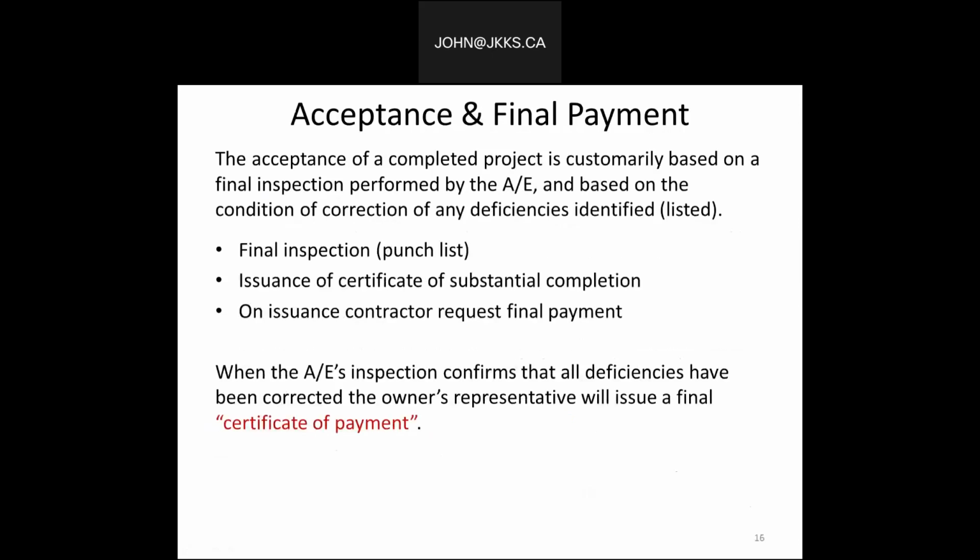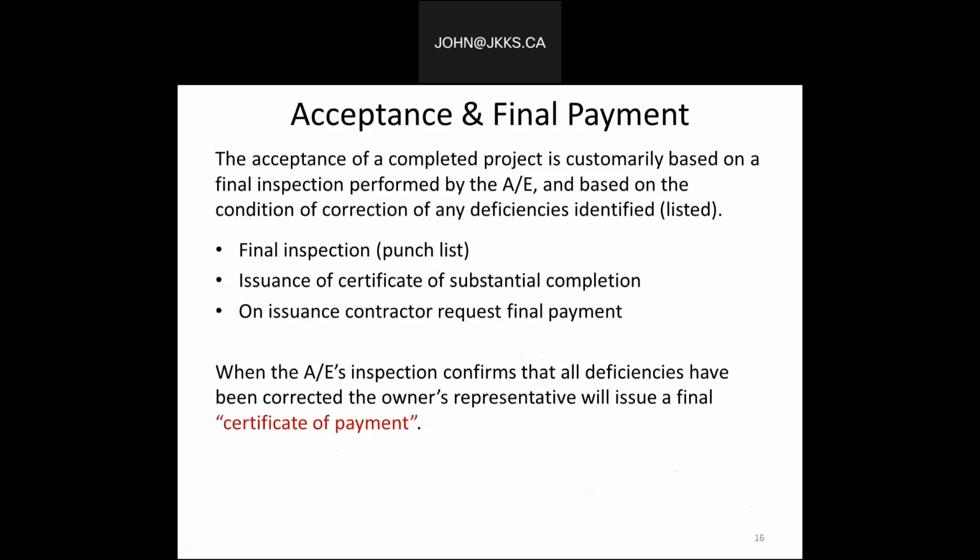Again, when we take a look at acceptance for final payment, the acceptance of a completed project is customarily based on a final inspection performed by the architect or the engineer, and based on conditions of correction of any deficiencies identified or listed. So during the architect's review, which I'm very familiar with, we would typically do a final inspection and create what was known as the punch list. The punch list was a series of information about deficiencies, things that need to be cleaned up before the building was fully, completely, substantially complete and turned over.